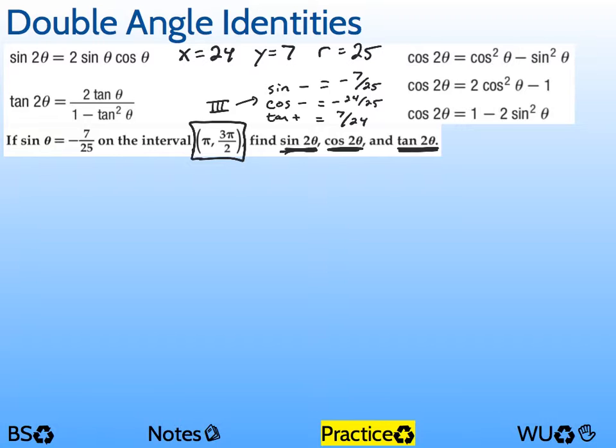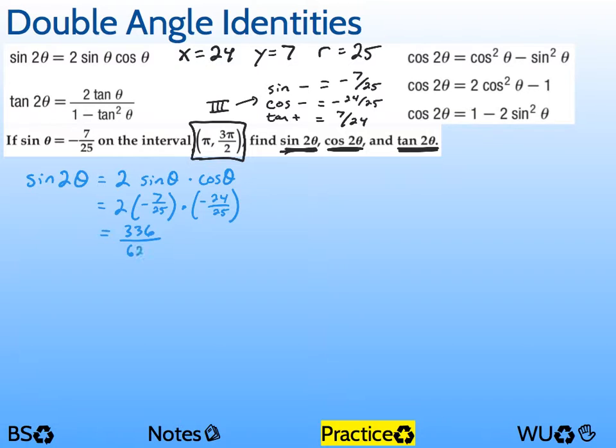So, let's get sine of 2 theta. Well, sine of 2 theta is simply 2 times sine of theta times cosine of theta. So in this case, we have 2 times negative 7 over 25 times negative 24 over 25. And now we can just multiply across the top and across the bottom. On top, we get a positive, because negative times a negative, 336 divided by 625.